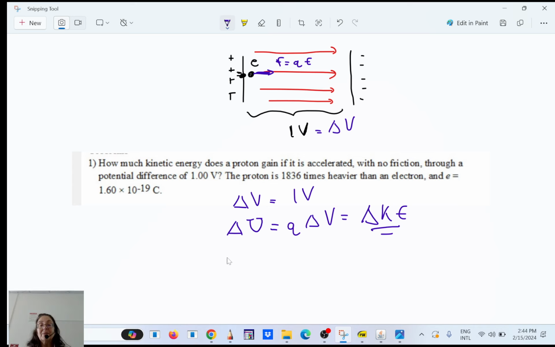Okay, let's do it. Come on, come on. So what's the charge of a proton?